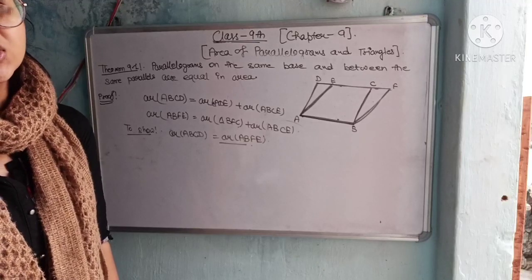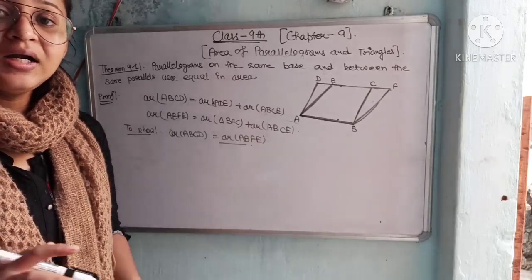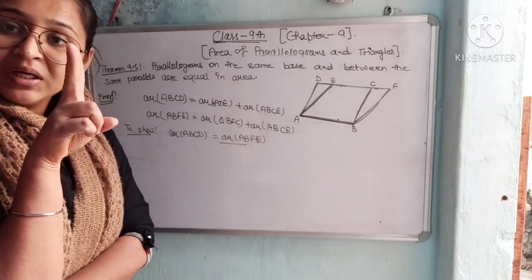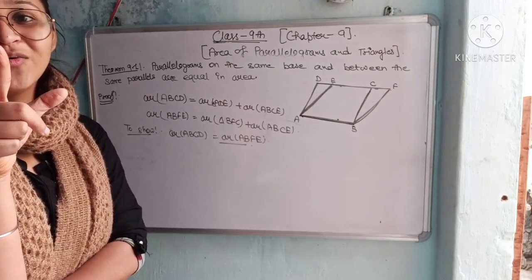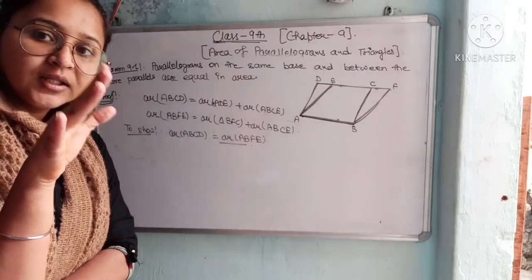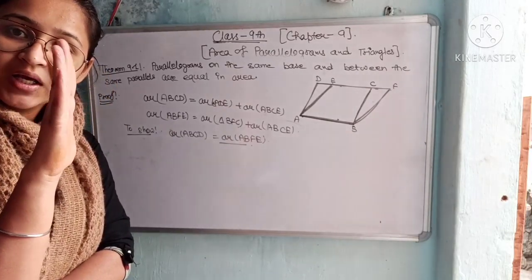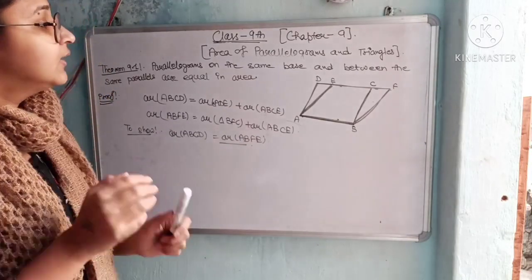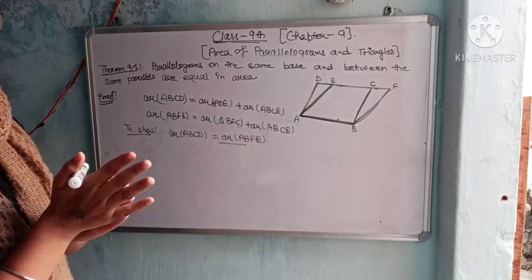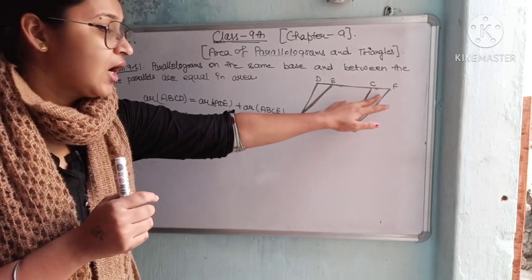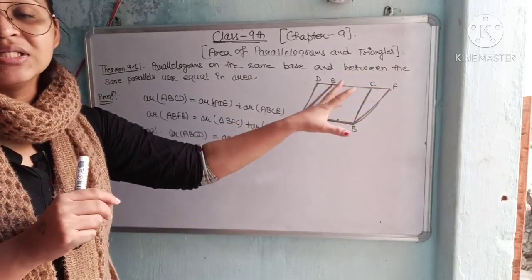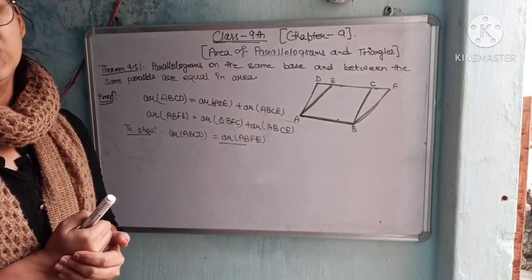This is the logic behind this proof. Two triangles have the same area when they are congruent. Very good. If two figures are congruent, then their area will be the same, and if their area is the same, it means they are congruent. That's why we can say that if they are congruent, they are equal in area.